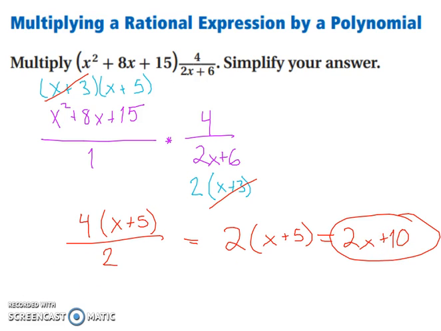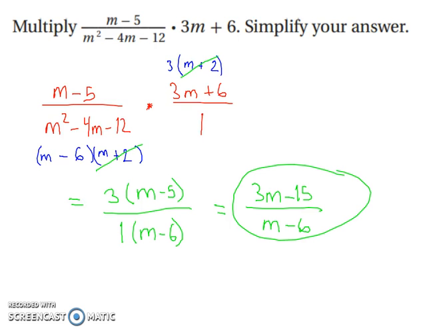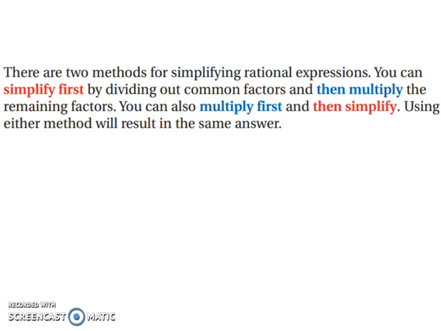Take a moment and try this next one on your own. When you return to the video, the answer will be revealed. And there you have it. There are two methods for simplifying rational expressions. You can simplify first by dividing out common factors and then multiply the remaining factors. You could also multiply first, then simplify. Using either method will result in the same answer.